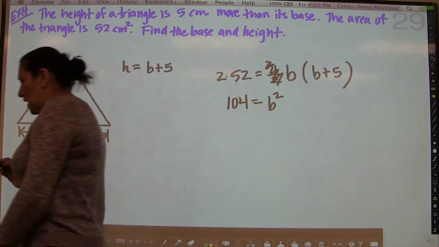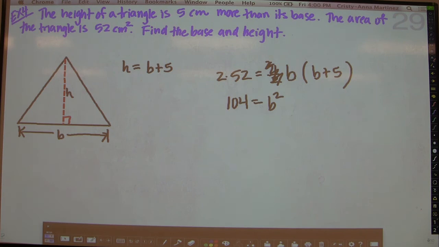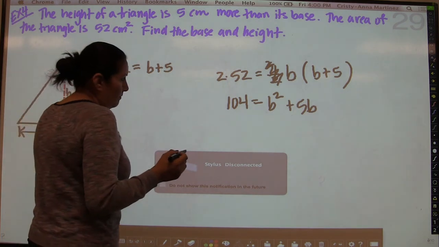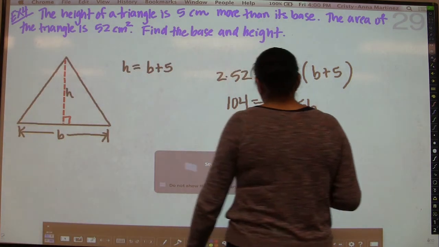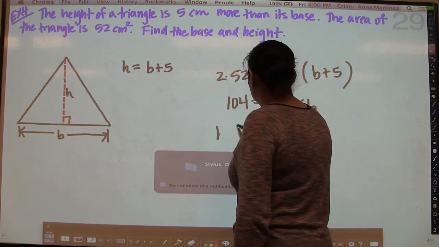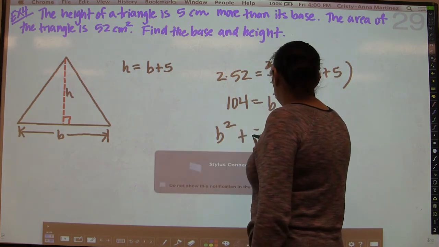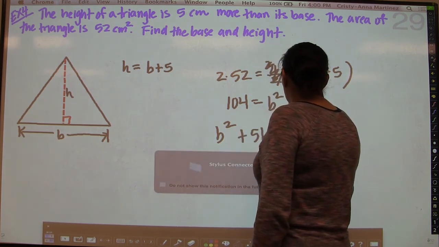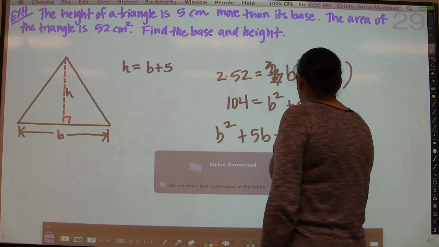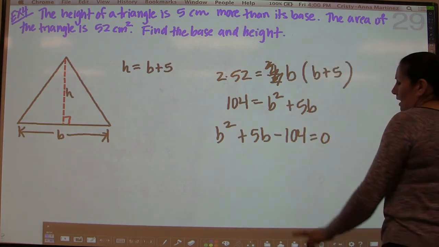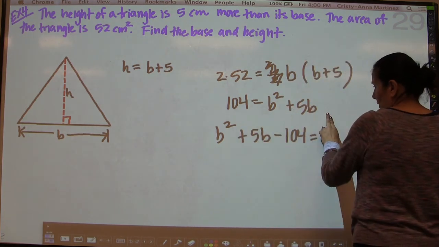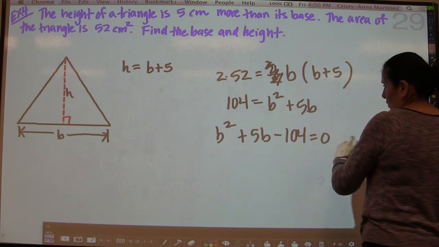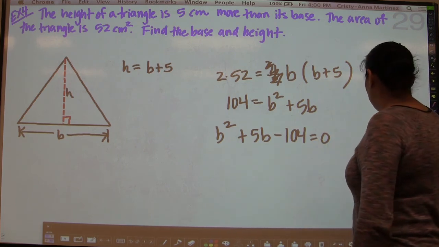All right, so now you can actually solve this by any of the quadratic techniques that you have behind you. I'm going to put it in standard form first: b squared plus 5b minus 104 equals 0. If you're curious what's happening, I'm moving the 104 to the other side, which makes it negative 104, and then equal to 0. Okay, so I'm going to try to factor this.